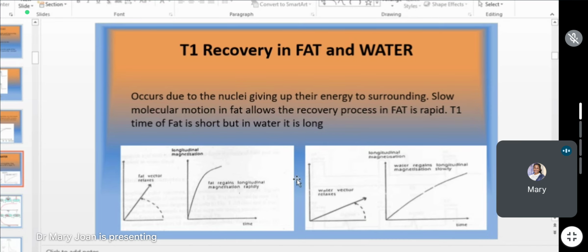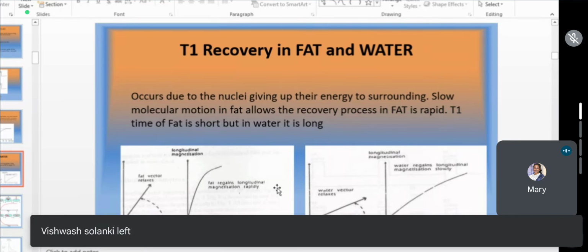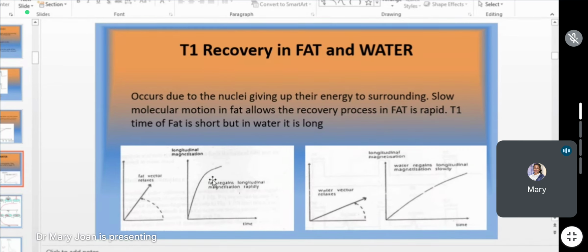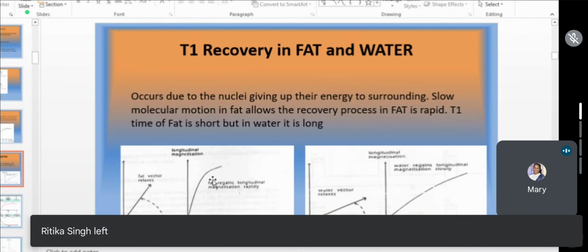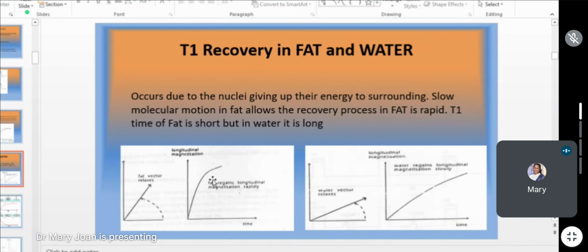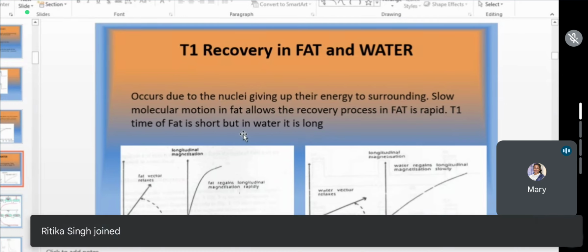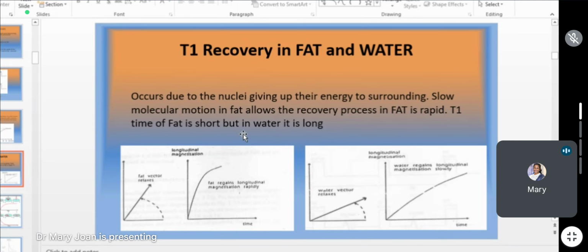The T1 recovery in fat and water varies, and this occurs due to the nuclei giving up their energy to the surrounding. Slow molecular motion in fat allows the recovery process in fat to be rapid. The T1 time of fat is short, but in water it is long. When it is fast, the time is short, and when it is slow, the time is longer.